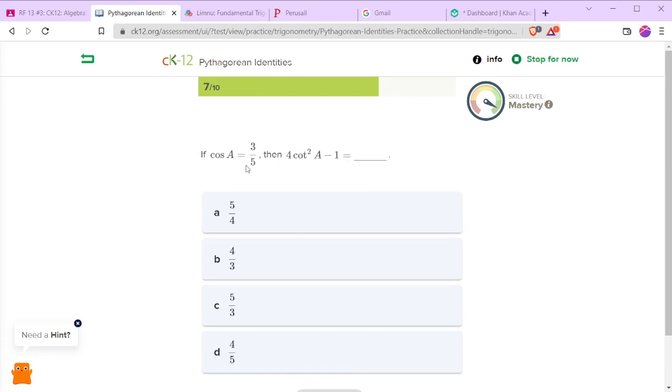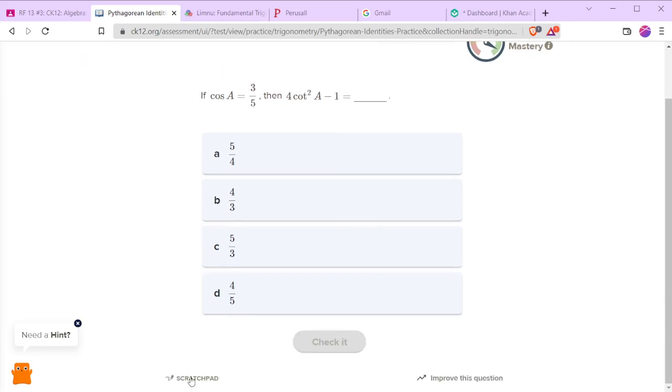Here, if cosine is 3/5, and we have cotan squared minus 1. Okay, so I would say if cosine of A is 3/5, then that means the secant of A is 5/3. And 1 plus tan squared is secant squared. So tan squared is secant squared minus 1. So 5/3 squared is 25 over 9. We subtract 1.